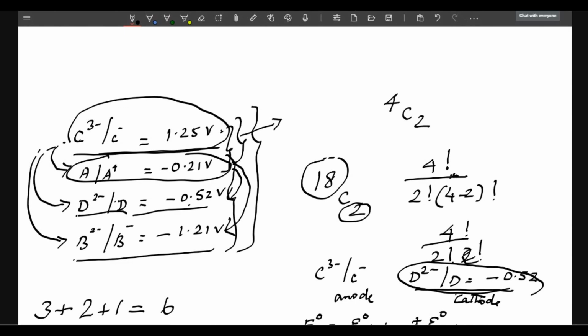The highest oxidation potential value and the lowest potential will definitely give the highest EMF. You can tell without doing the problem, just looking at this. These two would give you the highest EMF. Therefore, among the combinations given, which electrode combination would give you the highest EMF? A and B, or B and C, or C and D, or A and D, which is the correct answer?